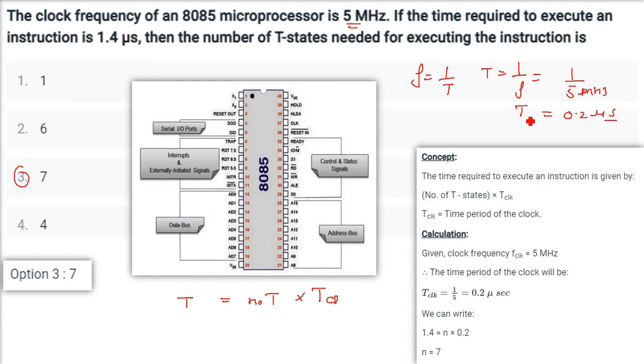Now the time of the clock we have got. The number of T states we don't know. But we do know the actual time required for the instruction, which is 1.4 microseconds. And we have already found T clock as 0.2. So 1.4 microseconds is the total time of execution, and the number of T states is 1.4 by 0.2, which is 7. This is the answer.